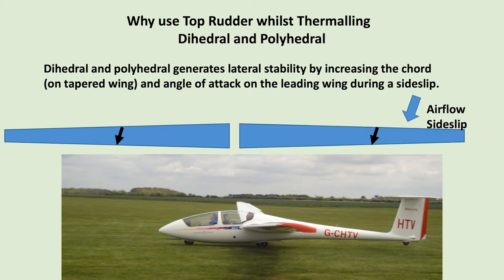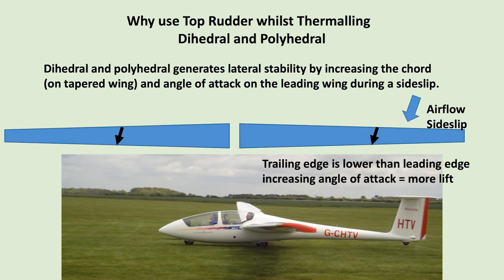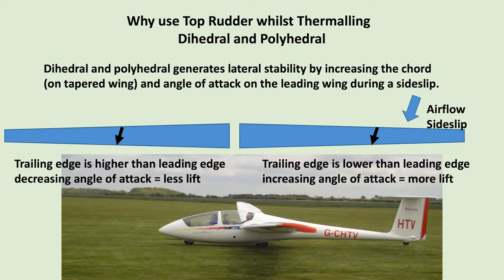Dihedral and polyhedral generate lateral stability by increasing the chord on tapered wings and the angle of attack on the leading wing during a sideslip. The trailing edge is lower than the leading edge, increasing the angle of attack of the inside wing. Here the trailing edge is higher than the leading edge, decreasing the angle of attack. In other words, less lift on the trailing wing.